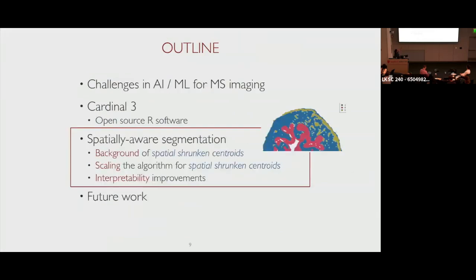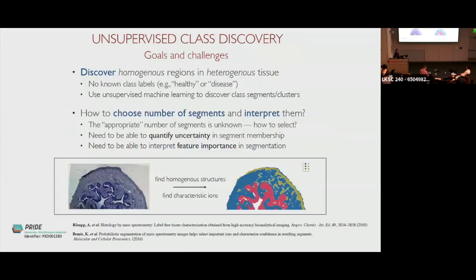So the rest of this talk is all focusing on a particular spatially aware segmentation method that has been implemented in Cardinal for the last 8 years. So one of the challenges with mass spec imaging, and the specific goal that I'm going to focus on today, is unsupervised class discovery. So this is the context where you have a tissue section, you kind of want to explore what are the different morphologies, what are the different regions within this sample, kind of just discover what is going on within this tissue sample when you don't have any previously known class labels like healthy or disease, or maybe you do, but you're not sure what parts of the sample they actually apply to. And so the goal here is unsupervised machine learning to discover regions of relatively homogeneous chemical composition within a heterogeneous tissue sample.